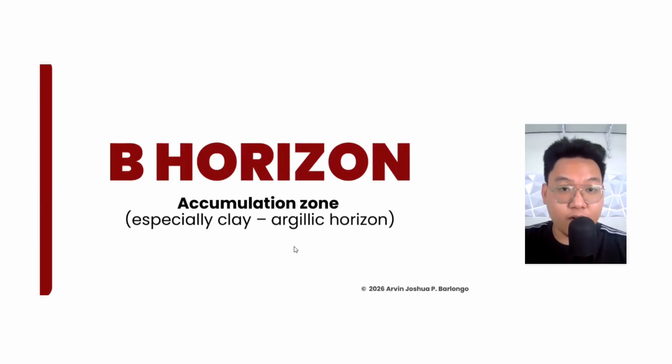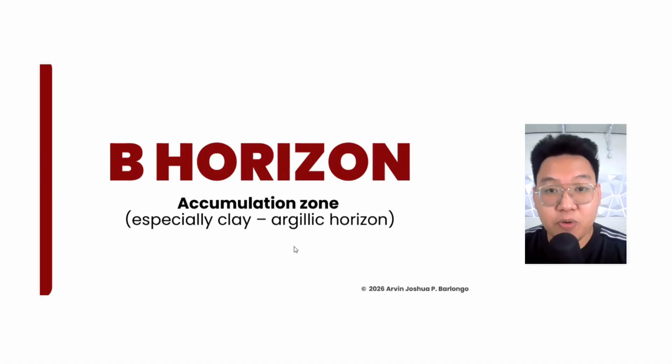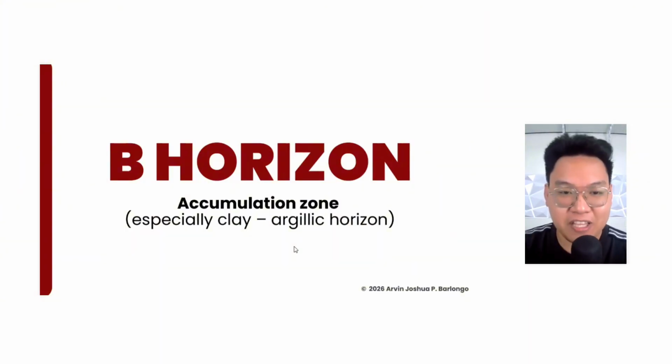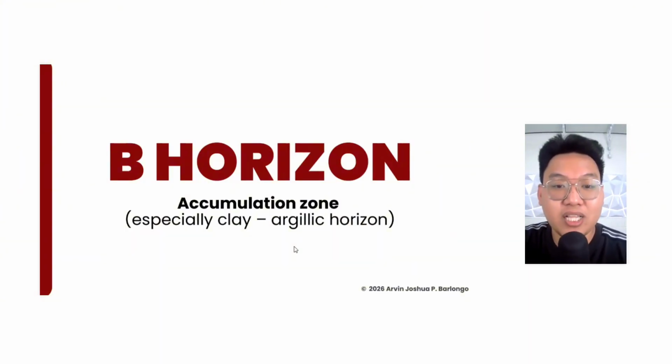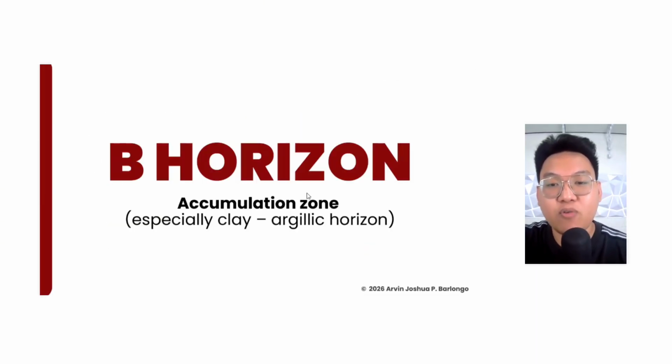So sabi natin kanina kung ang E horizon ay zone of elevation or washing out, ang B horizon naman ay accumulation zone. So yung mga na-wash out doon pupunta sa letter B, sa B horizon. So accumulation zone siya ng especially clay and argillic horizon. Kung hindi nyo pa alam kung ano yung argillic, we will discuss that when we go to the different types of soil orders kasi meron din yan doon.